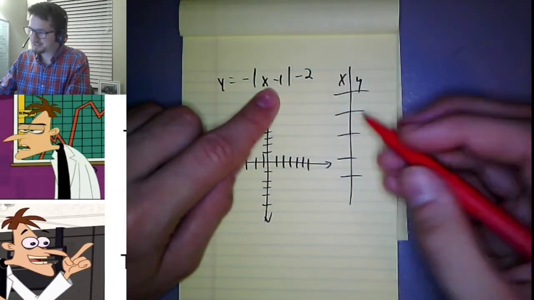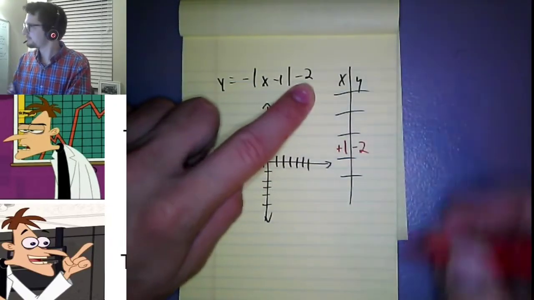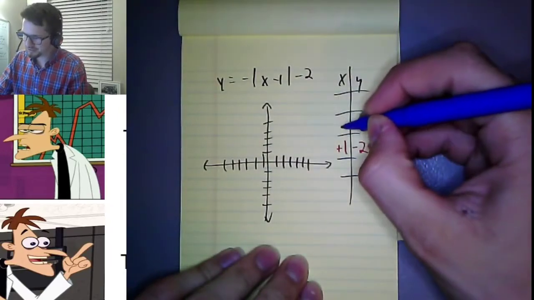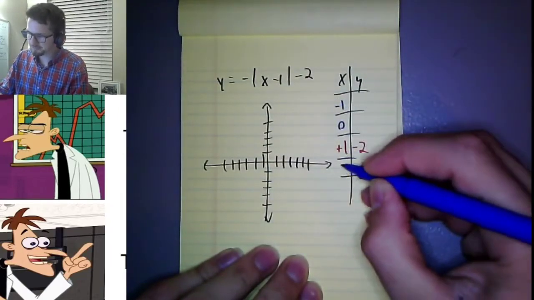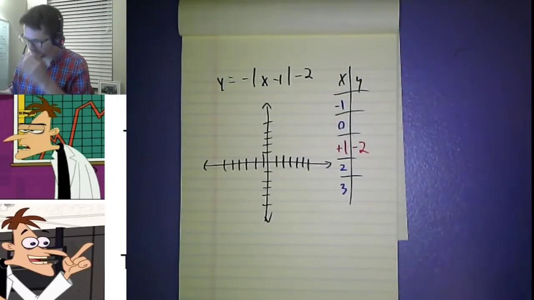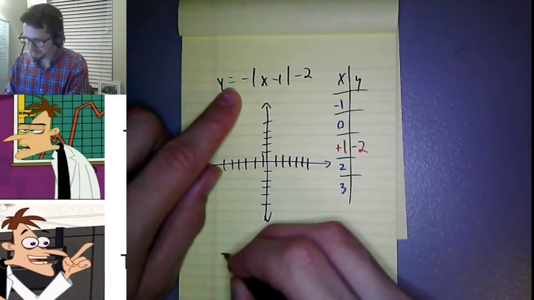-1, opposite of h, so +1, -2. All right. So I go down 2, so that's 0, -1, up 2, 2, 3. Now I plug my numbers in. And apparently this is what gave people issues. So plugging in my -1.